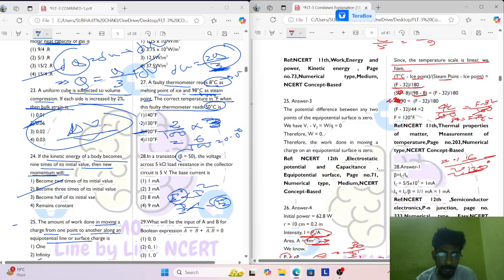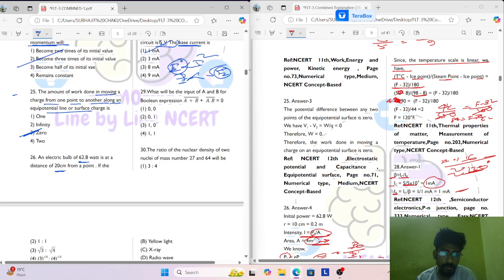For a transistor, beta equals 50. The voltage across the 5 kilo ohm load resistance in the collector circuit is 5 volt. The base current will be, using the formula beta equals IC by IB. So just put the value here. You will get IC equals 1 milliampere. So IB equals IC by beta, so 1 by 50 milliampere.